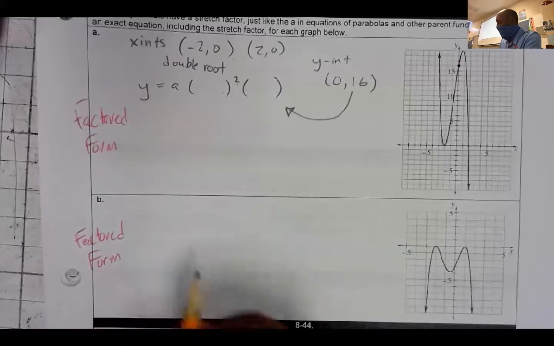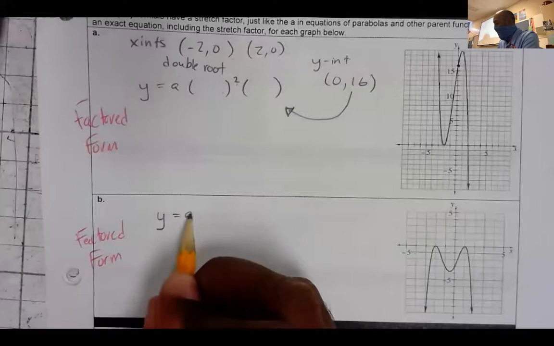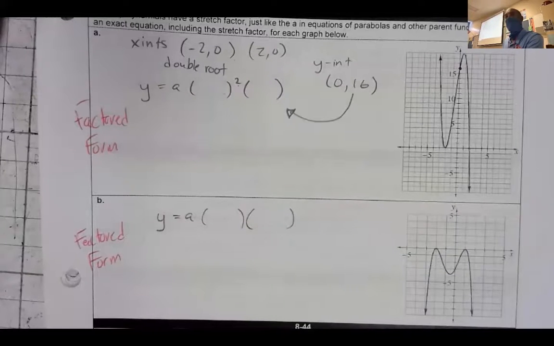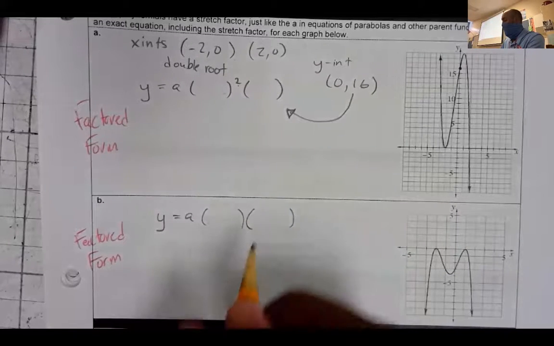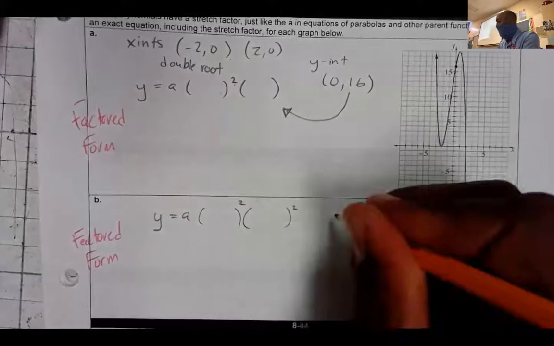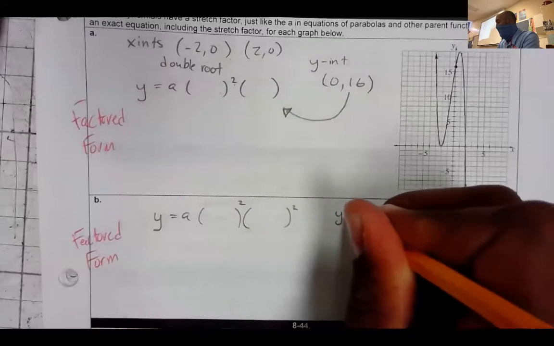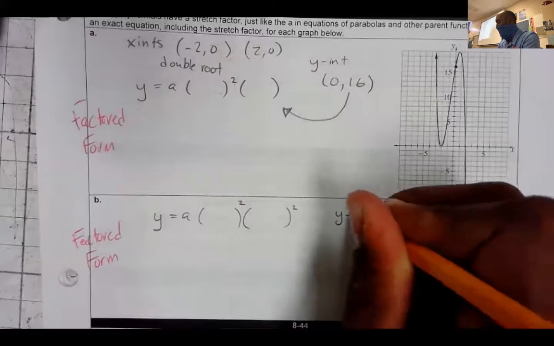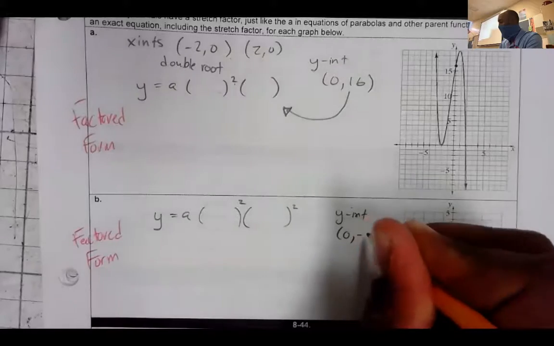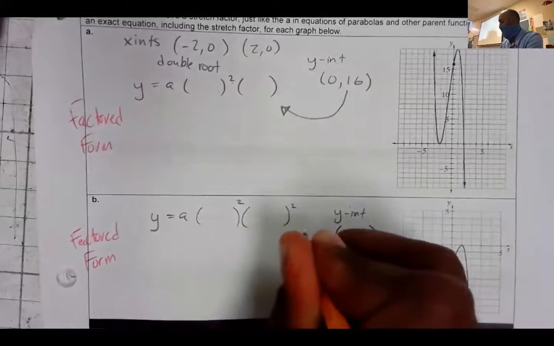Okay, on that second one, I'm going to have a double root. So both of these parentheses should have a what? A square. So I'm going to have a square here and a square here. And what point should I plug in? What y-intercept should I plug in here? Yep, -3. That I'm going to plug in there.